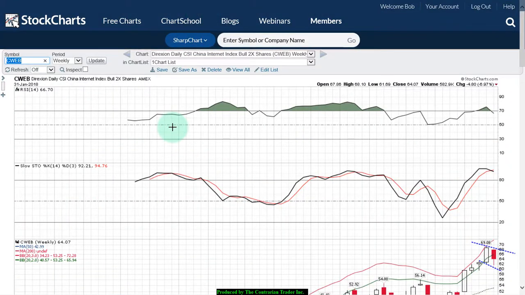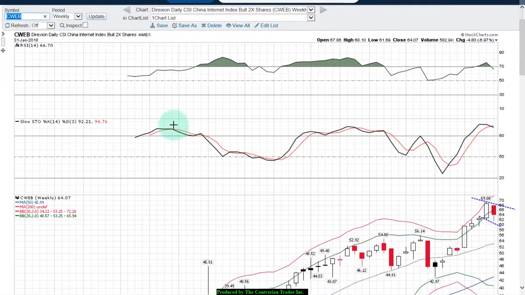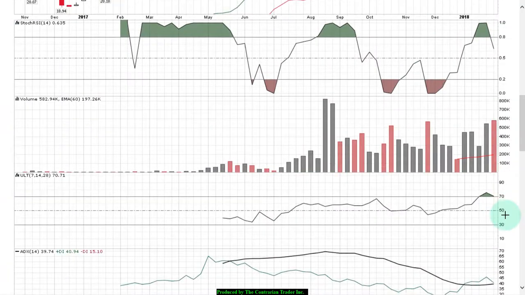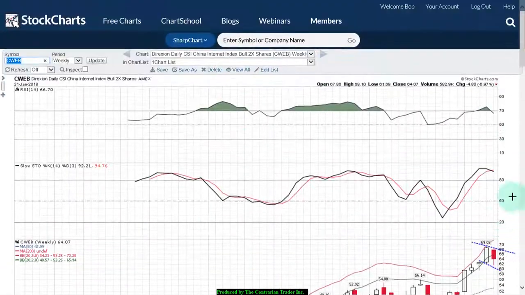CWEB, this is the Direxion China Internet Bull ETF. It's looking good. I mean, this really goes to show you it pays to wait sometimes. We got overbought. We were leaning into the third standard deviation Bollinger Band on this weekly chart in red. We are now bull flagging out. We're relieving the overbought condition.